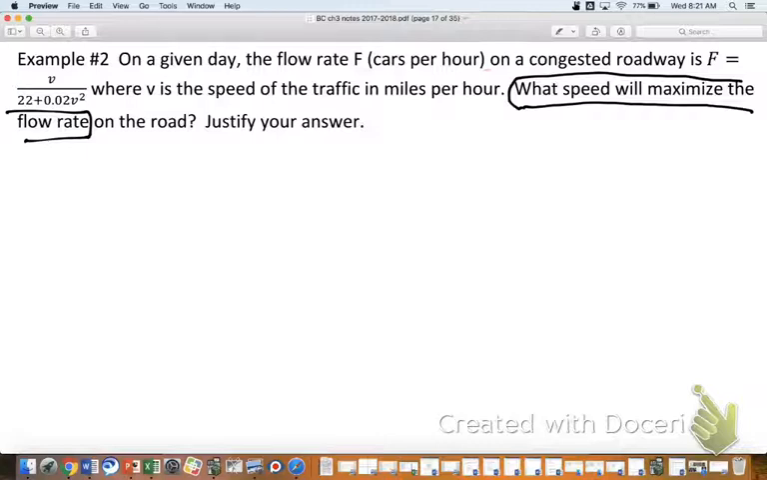Hey guys, let's finish this up well. So if I'm going to try to maximize flow rate, and I know that flow rate is equal to V over 22 plus 0.02 V squared, I need to know flow rate prime. If I am going to find this F prime, what rule could or should I use? Quotient makes sense. You could flip it up and do a chain product combo, but I think quotient makes a lot of sense here.